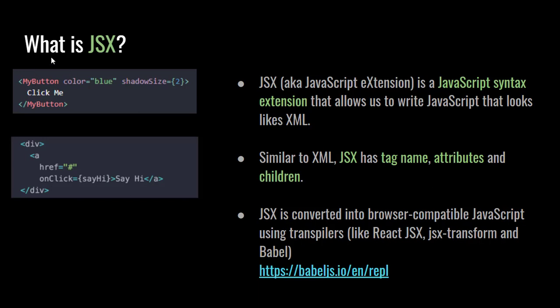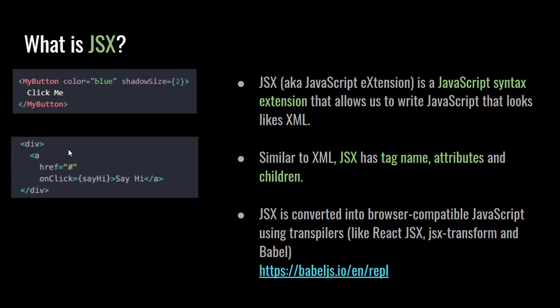So it knows what to do with this. They're talking about attributes, as in these color equals blue and shadow size with this expression. All right, attributes. This is the tag name, and of course we can have children. All right, I can see its point. You could have children like in XML, but you can also have them in HTML.